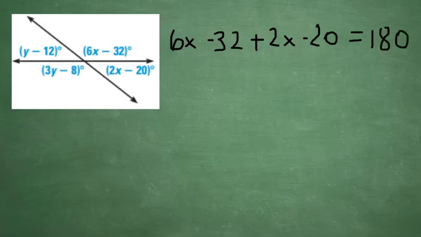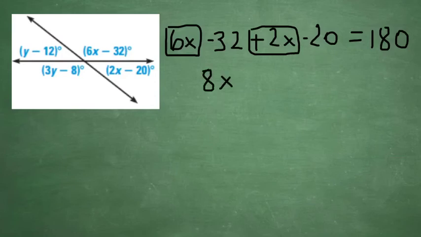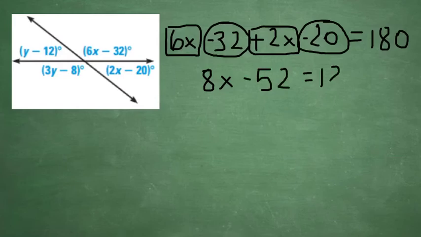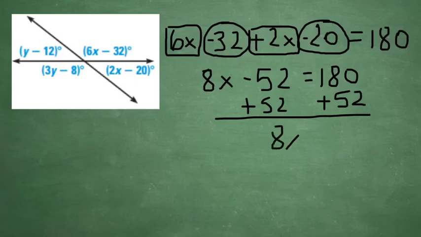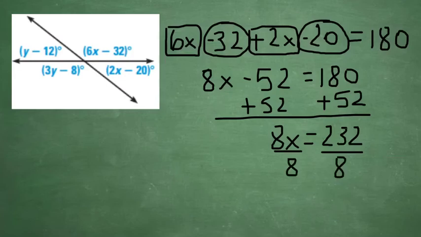And again, it's all just going back to the basics that I've taught you. Linear pair is supplementary, vertical angles are congruent. From here, it's straight algebra. So we'll combine our like terms, 6x, 2x, so 8x. Okay, we have a negative 32 combining with a negative 20, so subtract 52. Add 52 to both sides. Okay, so 8x equals 232. And again, after we divide both sides by 8, x will have a value of 29.